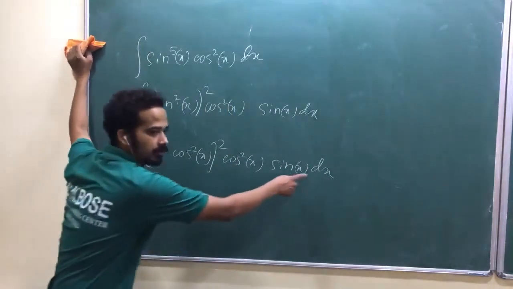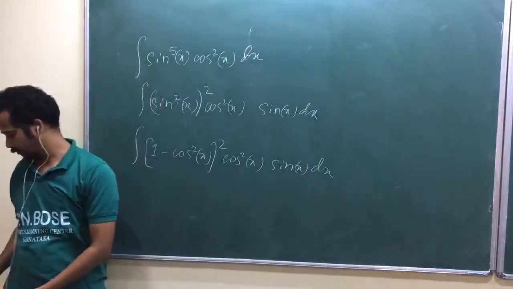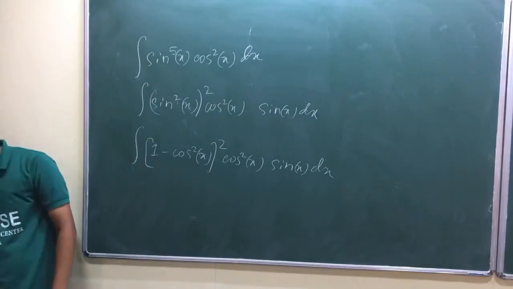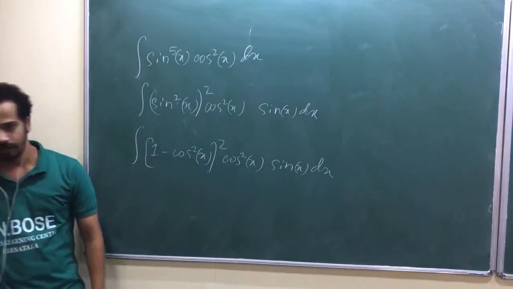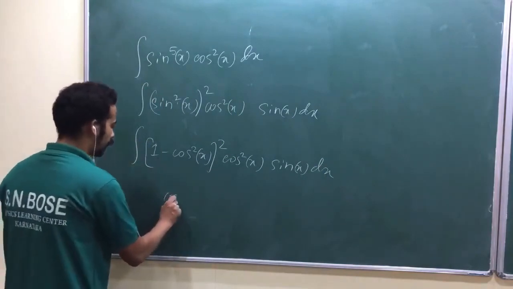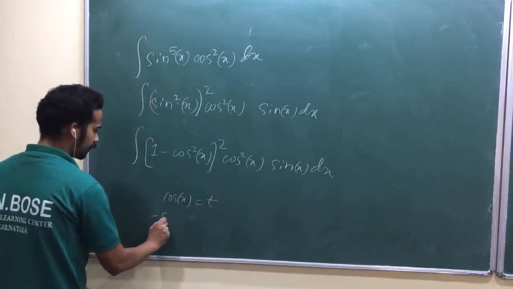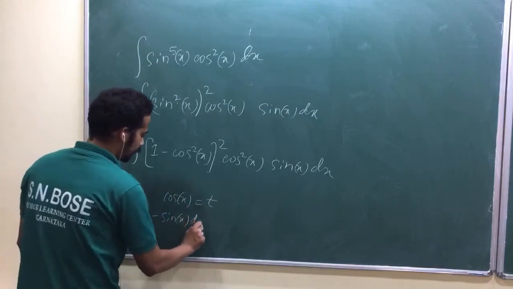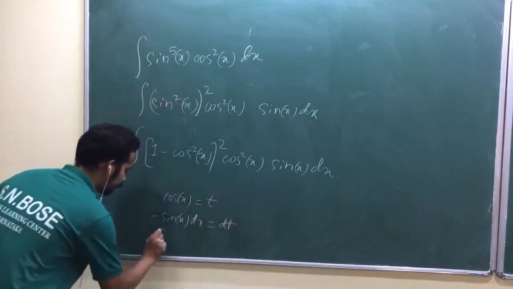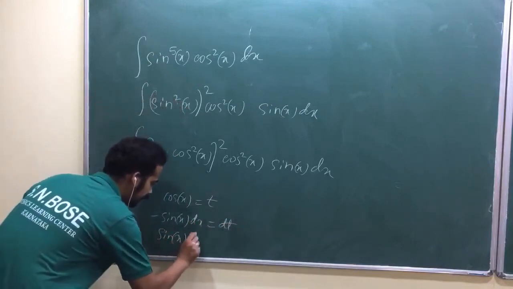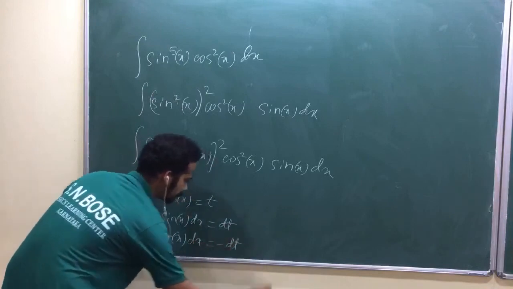Minus sin x dx will be equal to dt. Again, it needs practice even for me. Okay, look at here. Now what I do is cos x is equal to t, minus sin x dx is equal to dt. That means sin x dx is equal to minus dt.